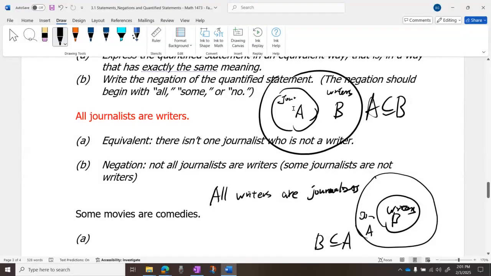The statement we are given is circle A is inside circle B. But if we swap writers and journalists, we will have a circle B inside circle A. We will have a totally different statement, which is not equivalent to the original. It's not a negation of the original either.